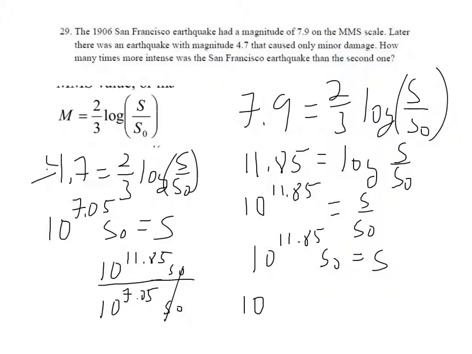So what is that? 3.8 or 4.8. So raise 10 to the 4.8 power. That tells me the major earthquake was 63,096 times, if you round, more intense than the other one. Okay? And that's that process when you're given this kind of problem.